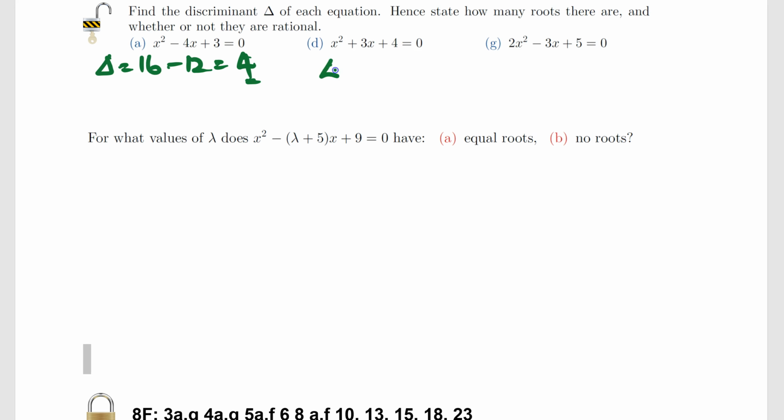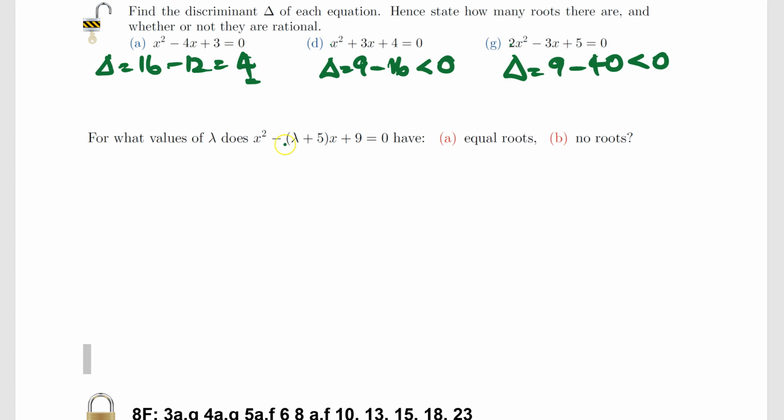For our next one, the discriminant is b squared, which is 9, minus 4 times 1 times 4, which is 16. So it's less than 0, and therefore there are no real roots, and so the parabola doesn't cut the axis. For this one here, the discriminant is b squared, which is minus 3 squared, minus 4 times 2 times 8, so 4 2s are 8, 8 5s are 40, and again, that's less than 0, so no real roots.